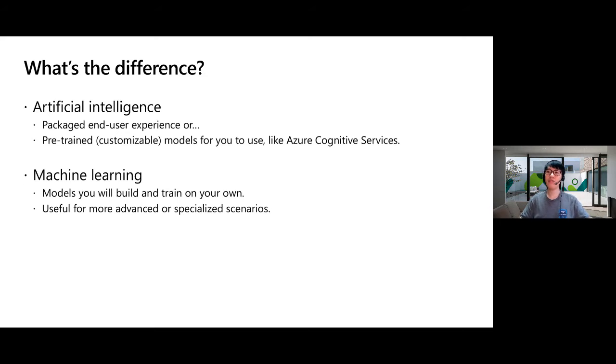So the terms are often used interchangeably. One funny and true way of remembering the difference is that when you are trying to sell a product, you call it AI. But when you're trying to hire someone to build a product, you call it machine learning.